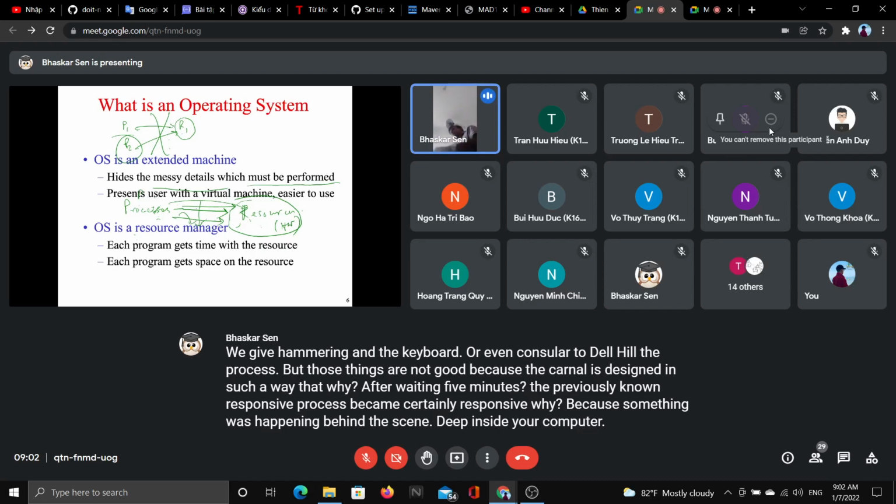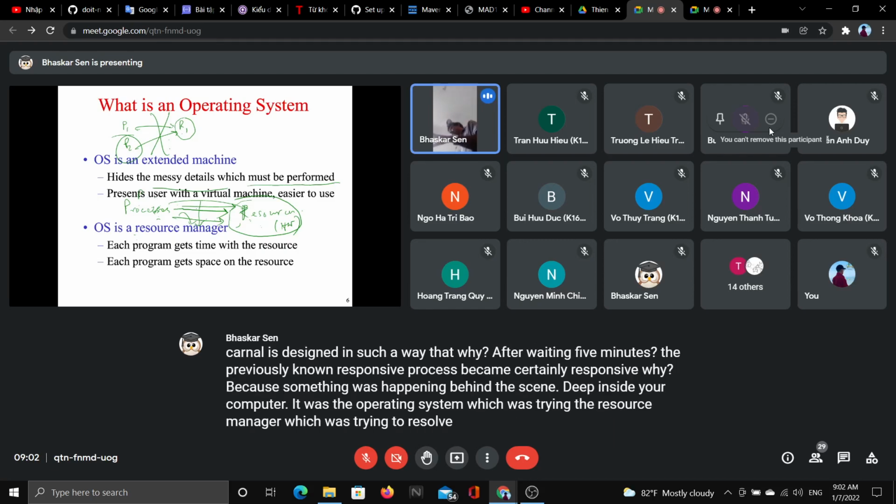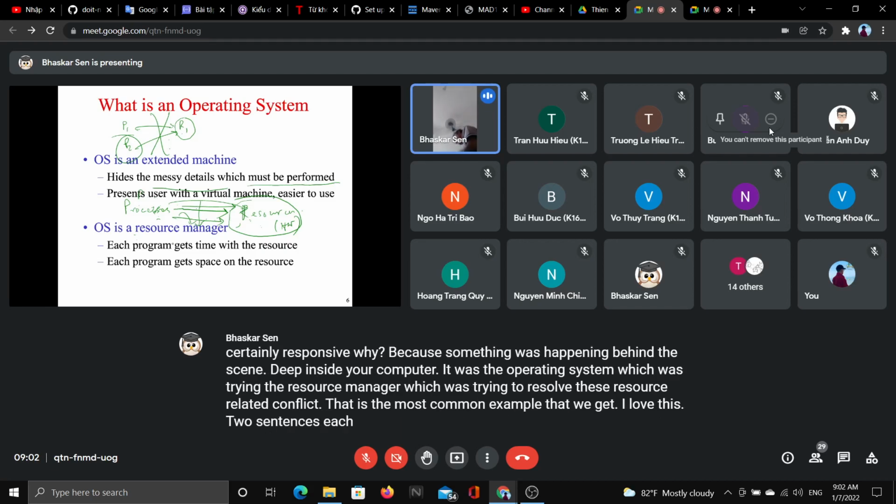It was the operating system, the resource manager, which was trying to resolve this resource-related conflict. That is the most common example that we get. Okay? I love these two sentences. Each program gets time and space.